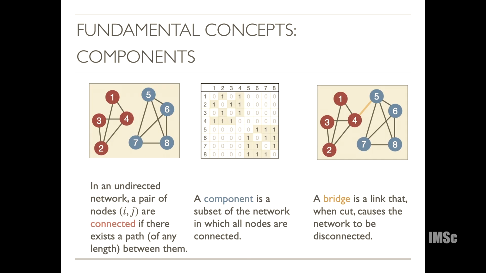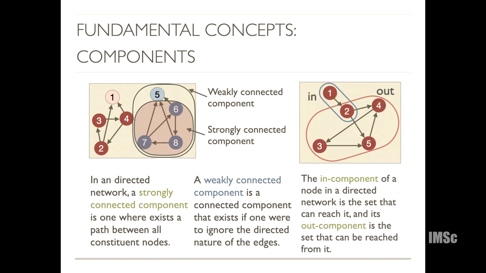So a bridge is basically, if you have a network structure like this, and the yellow link is just highlighted, a link which, when cut, is going to cause the network to be disconnected. A bridge has no attributes of its own, except that it functions as a path which allows some parts of the network to become connected to some other parts of the network. Okay. So basically these are what are called components.